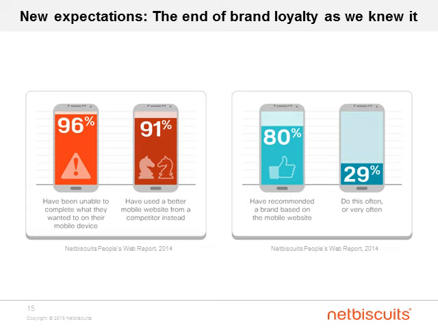Now, if that's not up to scratch, they then very quickly go elsewhere, and this happens an awful lot on the mobile web. So 96% of our sample of 6,000 said that they had been unable to complete what they wanted to on their mobile device. Now, more than a quarter said that this happened very often, and 91% go to a competitor site as a result of that.